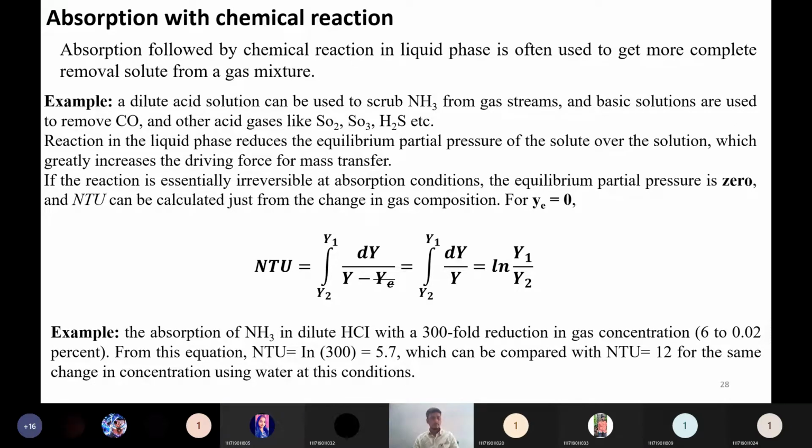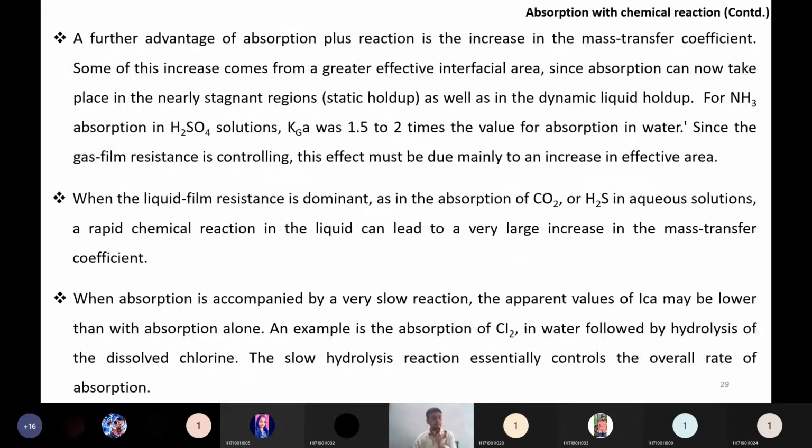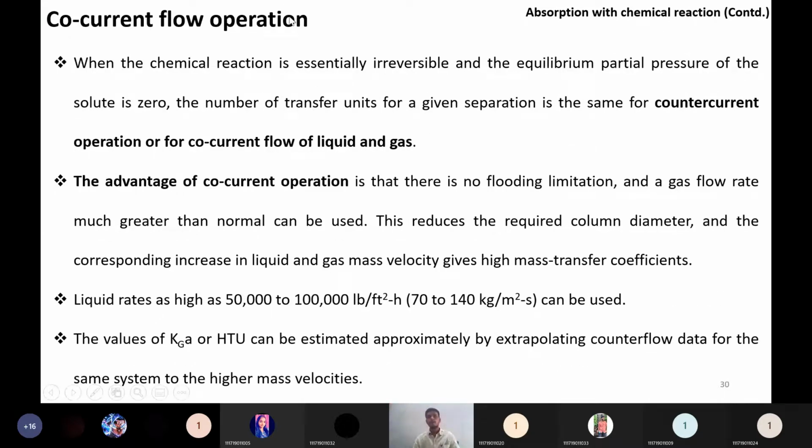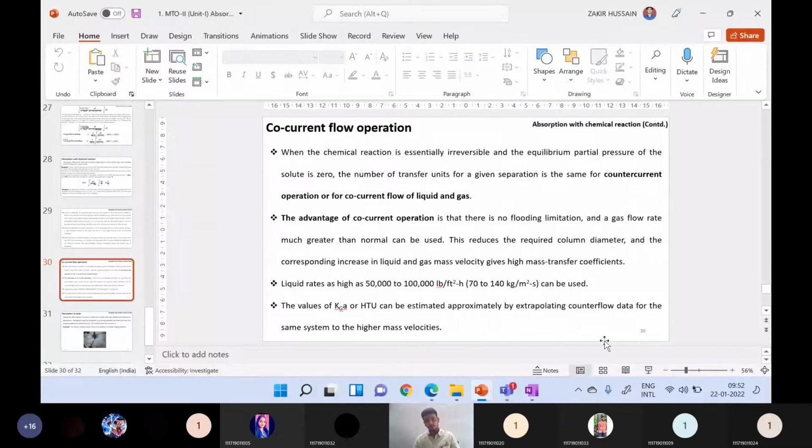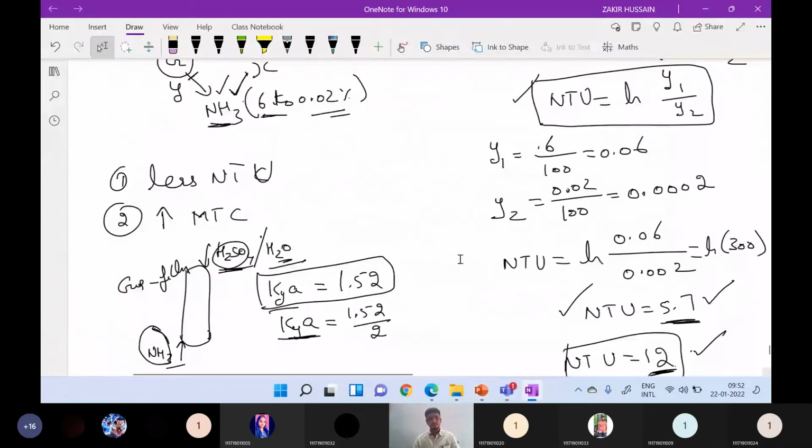Yes, sir. Okay, usually there are only two types of equipment operation we can use for absorption with chemical reaction. The first one is co-current flow operation. So what is this co-current flow operation, and why do we have to use it? We have to see that.